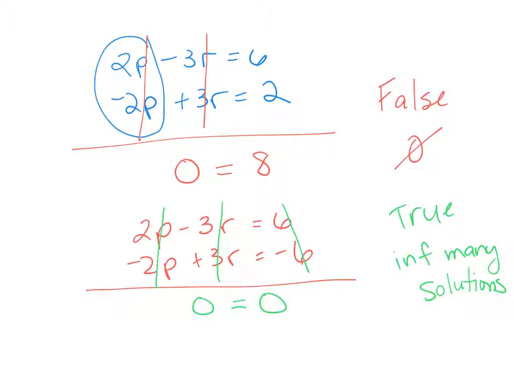Both cases, the letters bite the dust, but in one case it gives you a true statement. In one case it gives you a false statement. If it gives you a false statement, you know something's wrong because 4 doesn't equal 7 or 3 doesn't equal 2, right? So you know it's no solution. If it gives you a true statement, then it's infinitely many. It's the same line, okay?